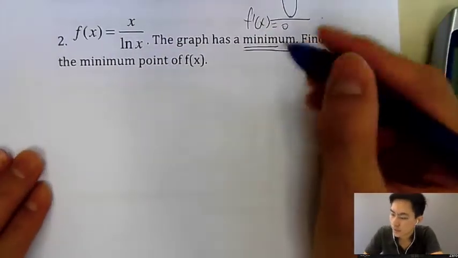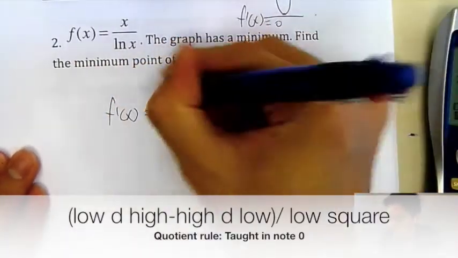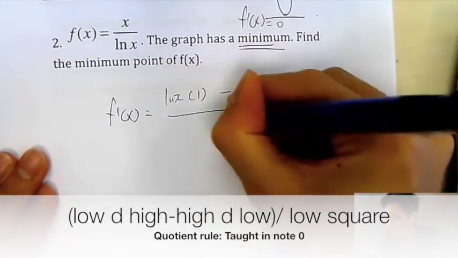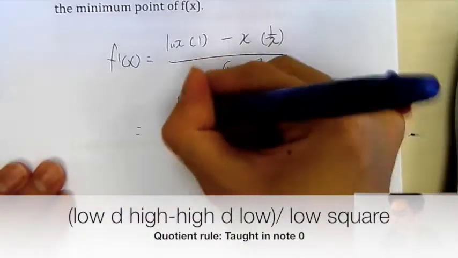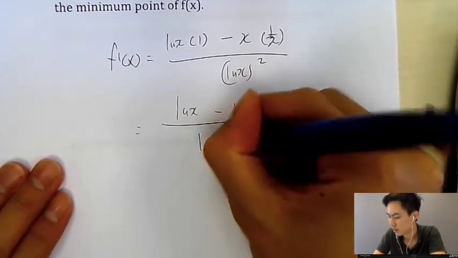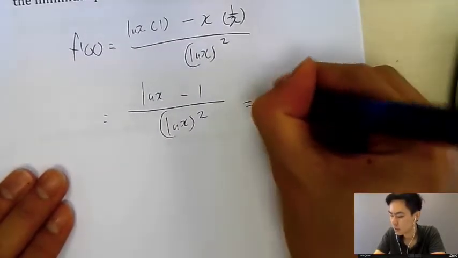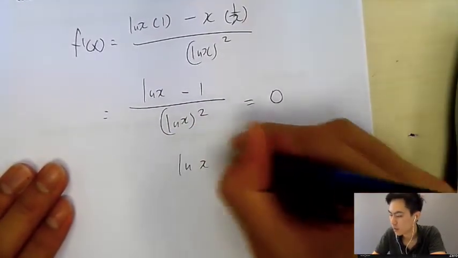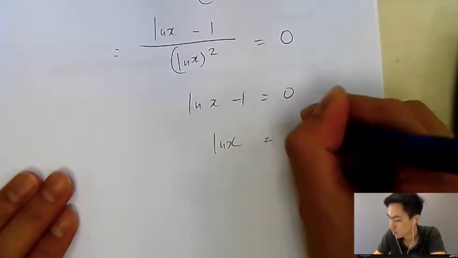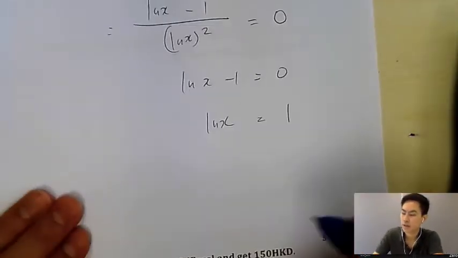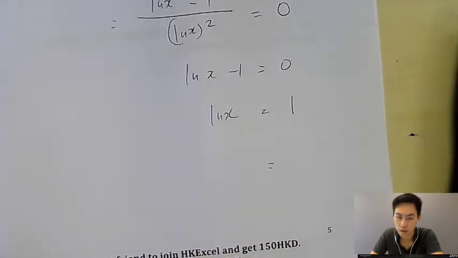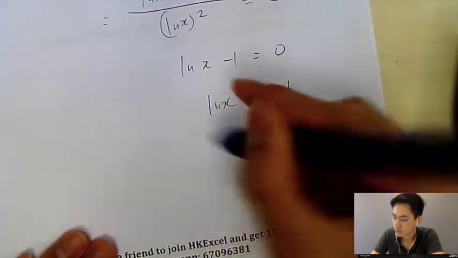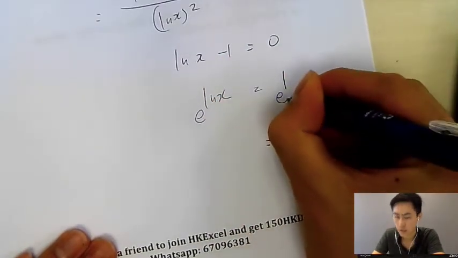Okay, so basically f'(x), low d high minus high d low over low square, so it's (ln x minus 1) over (ln x) squared, right? And then you make this equal 0. So 0 multiplied by anything will be just 0. So ln x minus 1 equals 0, right? So ln x equals 1. How do you solve for x right here? If you still remember the log, then you can eliminate the ln. We have to raise this to the power e, right?